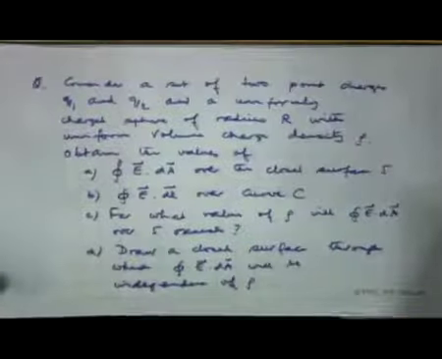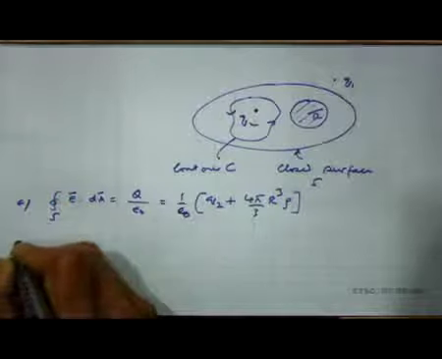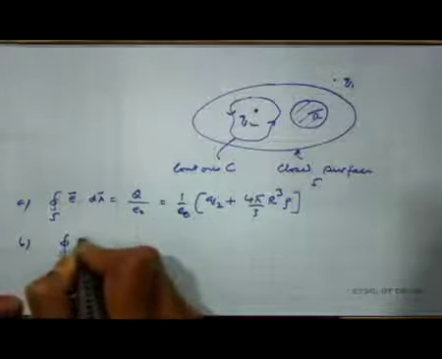Now, what about integral E dot dL over curve C? Please remember, no matter what path you take, for an electrostatic field, integral E dot dL over a closed path is always 0.